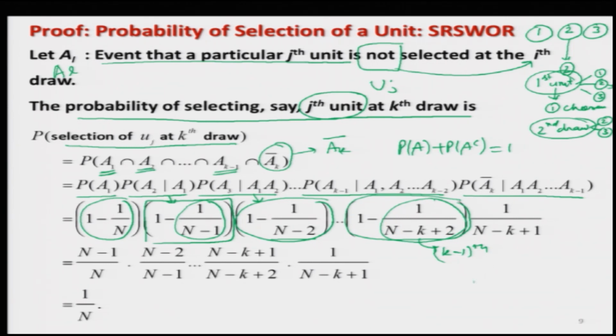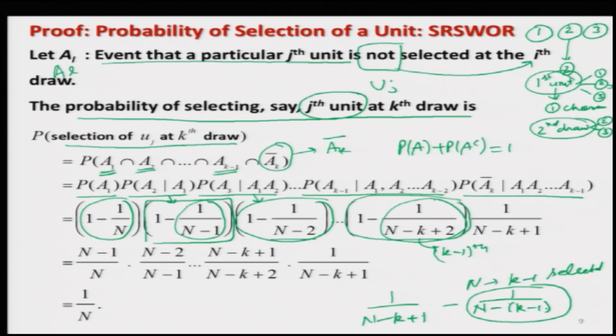And finally, out of n units, k minus 1 units have already been selected. So, now the total number of remaining units is n minus (k minus 1). So, the probability of selection of any unit in the kth draw will be 1 upon n minus (k minus 1), and this is the same as 1 over n minus k plus 1. So, the probability of selection of the kth unit at this draw will become 1 upon n minus k plus 1.